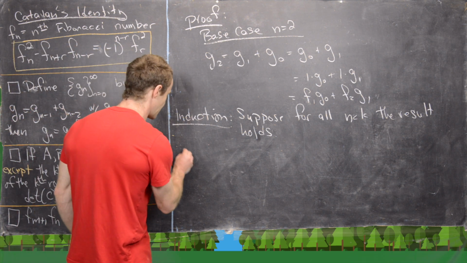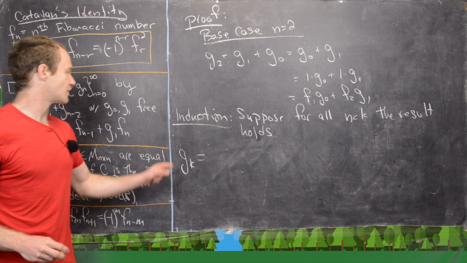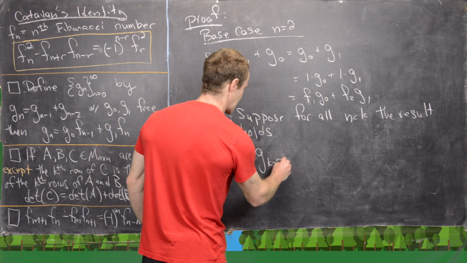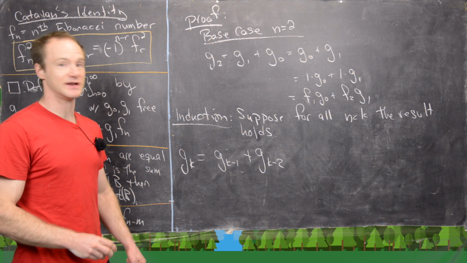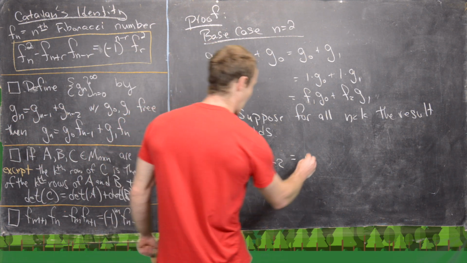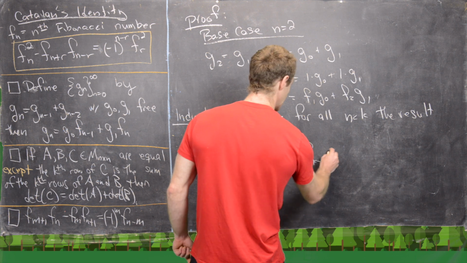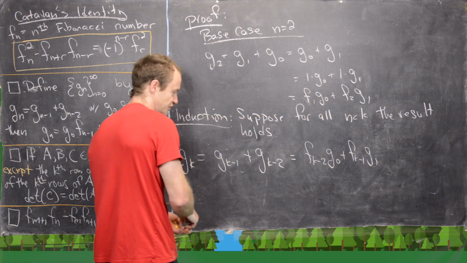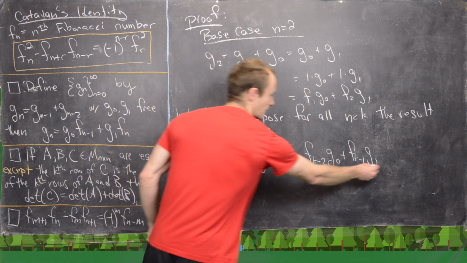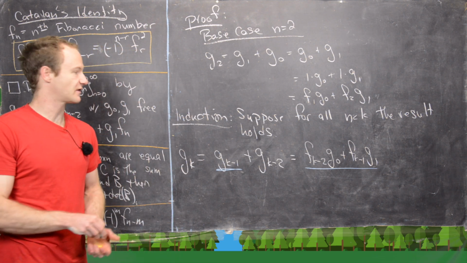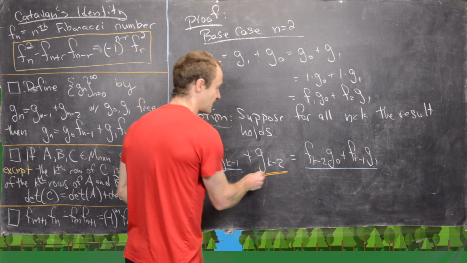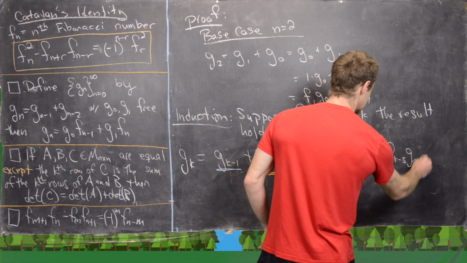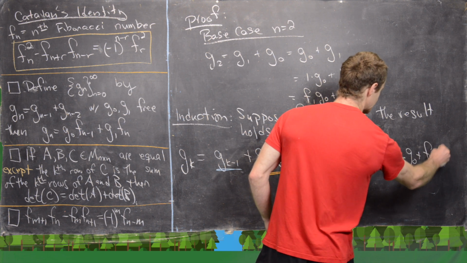And now we're going to look at the kth term, so g sub k. So by our recursion, we know that's g sub k minus 1 plus g sub k minus 2. But then, by our induction hypothesis, we can rewrite that as f sub k minus 2 times g0 plus f sub k minus 1 times g1. So just to be careful, that is rewriting this part with our induction hypothesis. Good. And now rewriting this part with our induction hypothesis will be f sub k minus 3 g0 plus f sub k minus 2 g1.